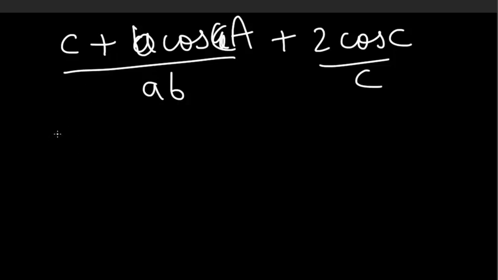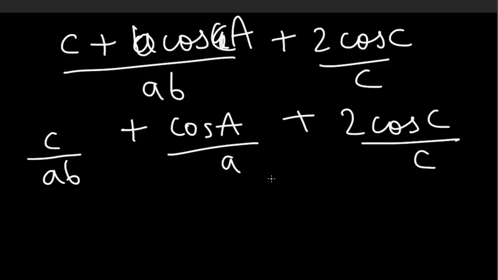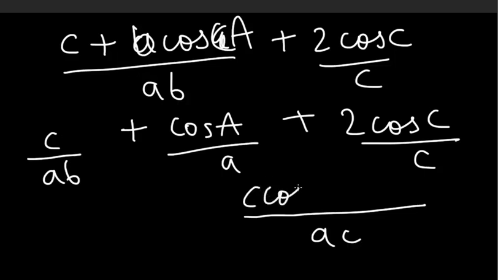Now we can simplify this. We can divide this one expression into two constituents, c divided by ab plus, this will be cosine of a upon a plus 2 cosine of c divided by c. And now you'll notice that we can do the same thing that we did earlier with these two fractions. If we take the least common multiple of these two and let this remain untouched, we are going to get c cosine of a plus 2 times a cosine of c.